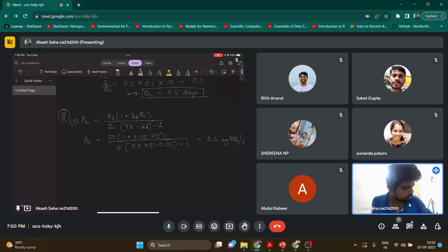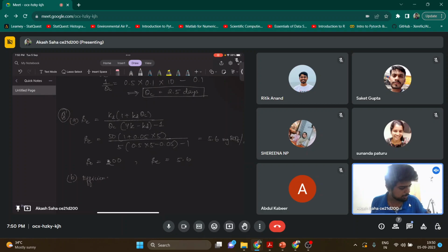So we found out that my influent concentration was 200, sorry. My influent is 200 and my effluent is 5.6. So what will be my efficiency? Efficiency will become S naught minus SE divided by S naught into 100. So it will be 200 minus 5.6 divided by 200 into 100. So it will be 97.2%.